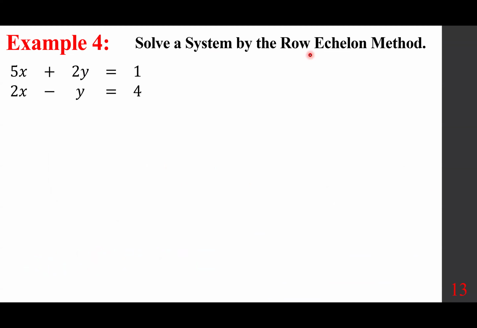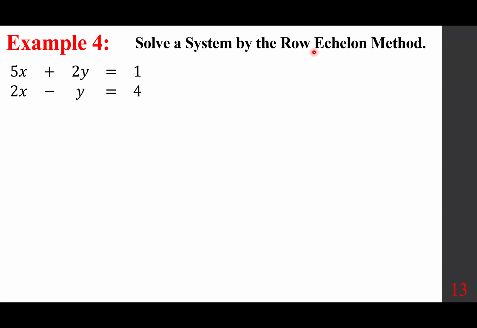Solve the system by the row echelon method. By the way, ultimately, when the system is of high dimension, you can use calculators, but you need to know how the process works, and that's what we want to discuss. So having said that, 5x plus 2y equals 1, 2x minus y equals 4. In essence, row echelon form is the method of addition or elimination.